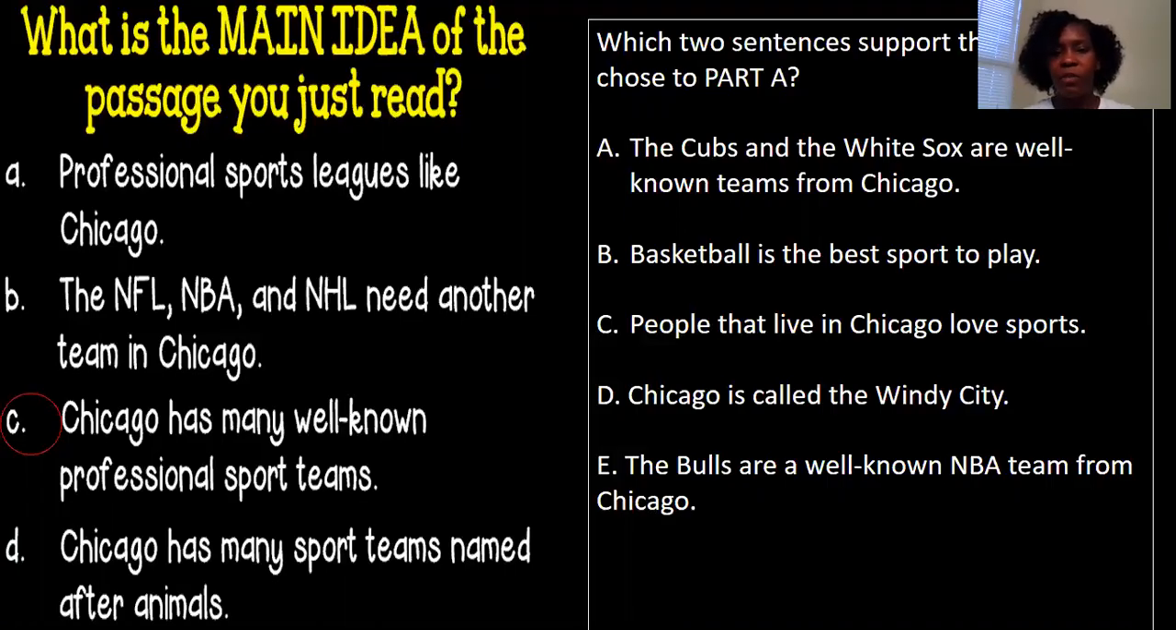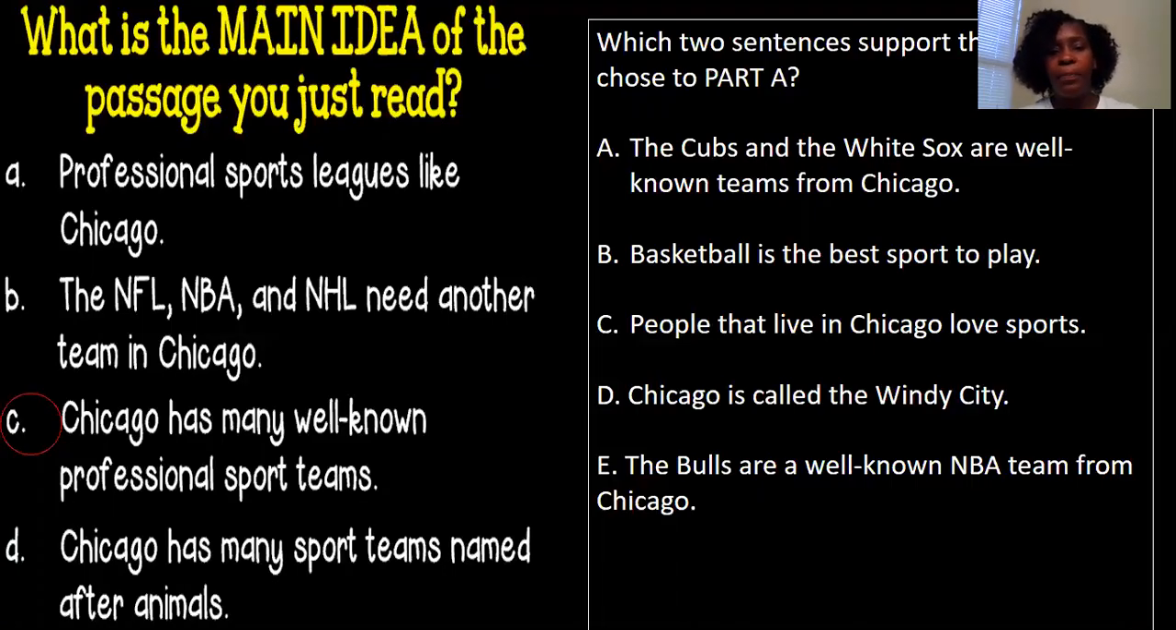B, basketball is the best sport to play. Now that may possibly even be true to some people. That may be their opinion. However, that wasn't mentioned in the text, and it does not support our main idea of how Chicago has many well-known professional sports teams. So we can eliminate B. Let's check C. People that live in Chicago love sports. And again, that may be very well true, right? But one, it wasn't mentioned in the text. And two, it does not support or help explain our main idea. So we can eliminate that one.